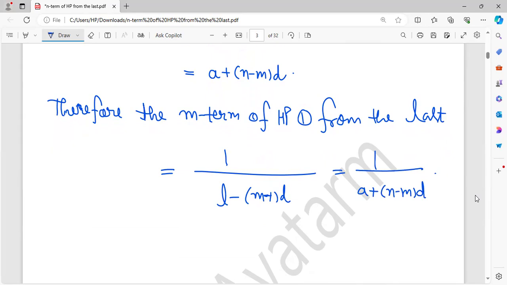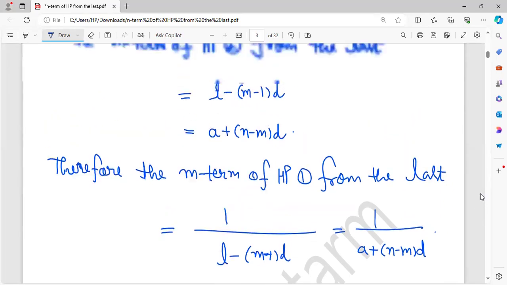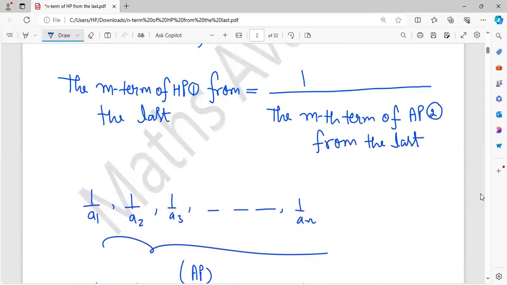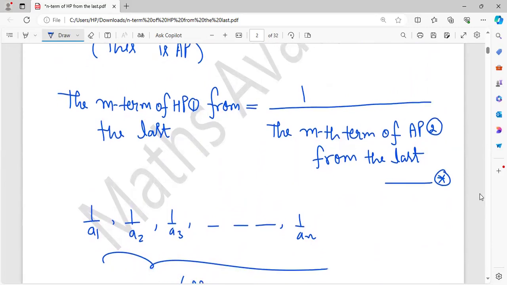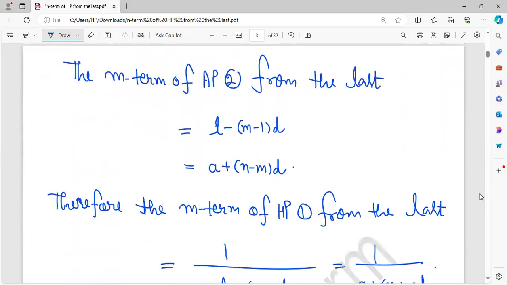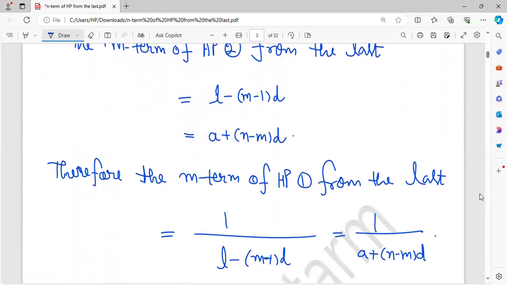Okay. So how did we get the formula? We got this formula from this equation, let's say this is star. So from equation star we got this. Okay. So it will be clear by example.